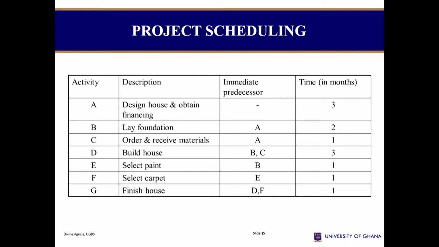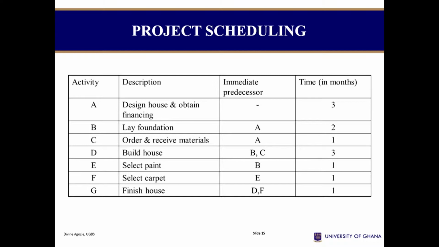Now, from our question, you do see that there are activities, descriptions, immediate predecessor, and then time in months. The table consists of 4 columns. The first one is just the set of activities for the entire project. Here, I think there are 7 activities, A to G, and then the description of each activity, just telling us what exactly that activity is. And then the immediate predecessor column, the third column in the table, is only telling us the order in which each activity is going to occur, or how we are going to start each activity.